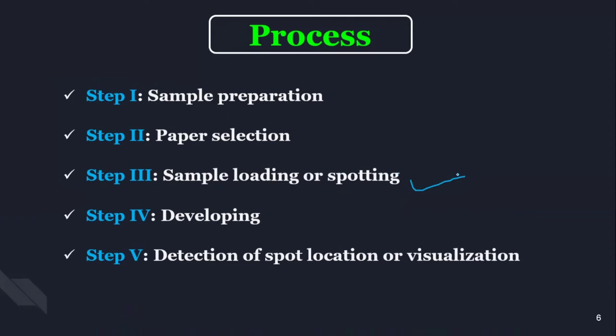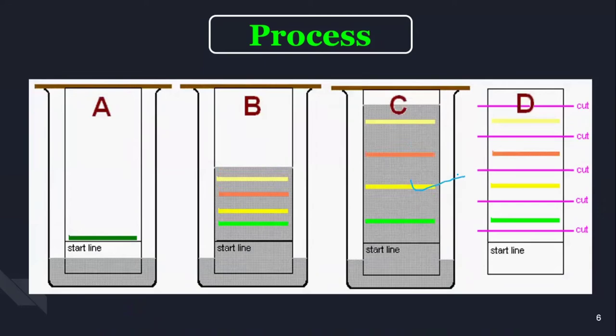So let us start; from this diagram you can clearly understand. First of all, what you have to do, as I said earlier, is sample loading, your first part. You have chosen the paper and decided the solvent. After that you take one container or chamber. Now in that you select the paper. Whatever paper you have selected, in that paper, first of all, you draw the reference line.